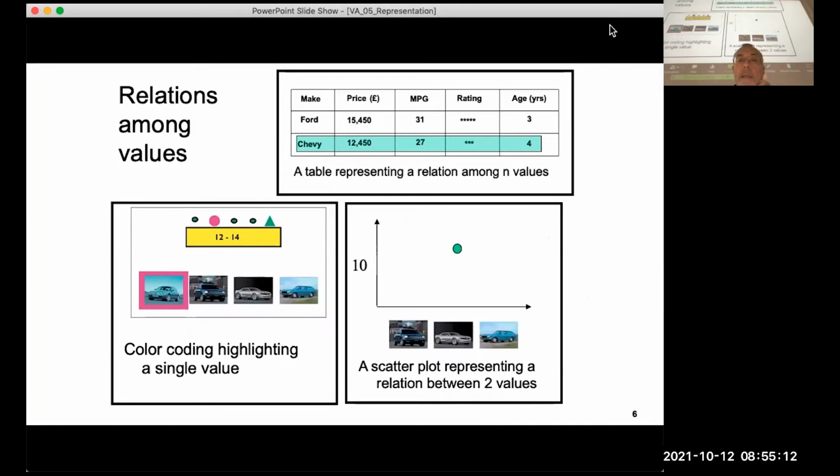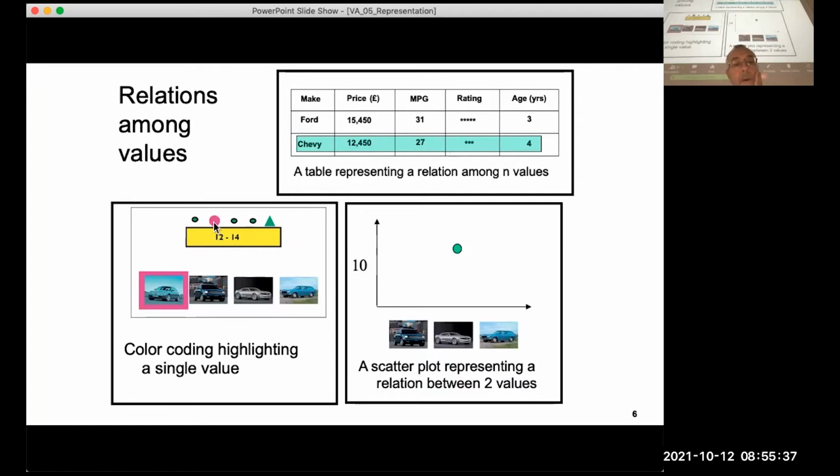How to represent relations among values? This is a relational table. You are familiar with it. The physical position in this table represents a relation among values. These are all the attributes of a car: the price, the consumption, the rating, and the age of the car.